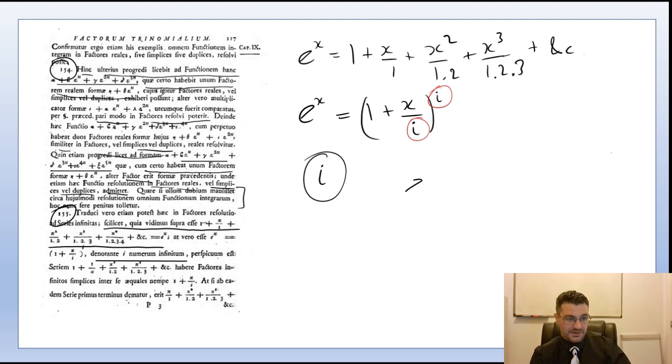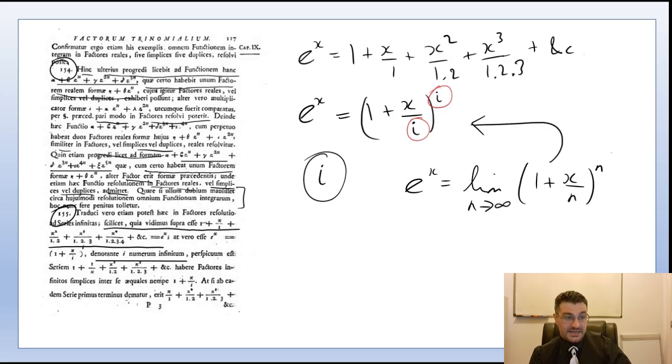So when we write, for example, now that e to the power of x is equal to the limit as n approaches infinity of 1 plus x over n to the power of n, for instance. Okay, maybe he did have something like this in mind. Okay, but we're not using the limit form.